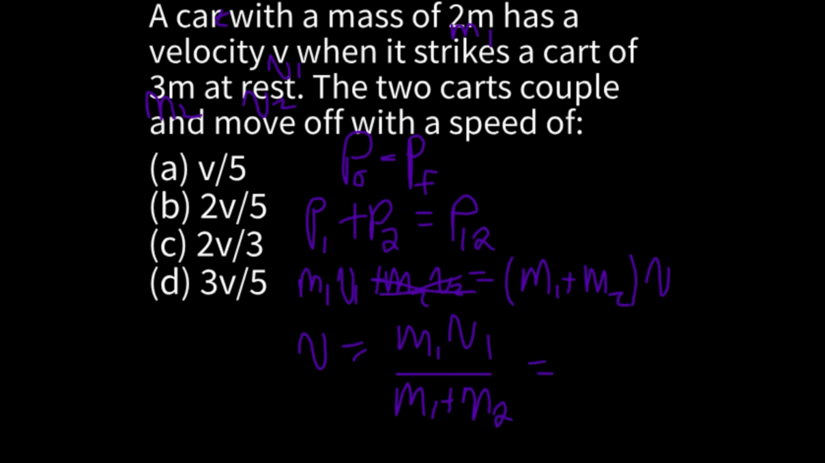We know our M1 is 2M. We know our V1 is V. Divided by M1 plus M2, that is 2M plus 3M. That is 5M. Our M's cancel and we are left with 2V over 5. That is option B.